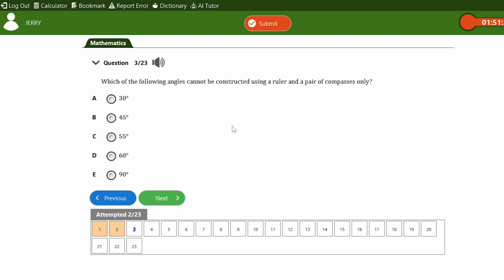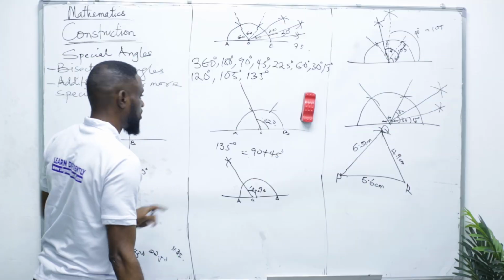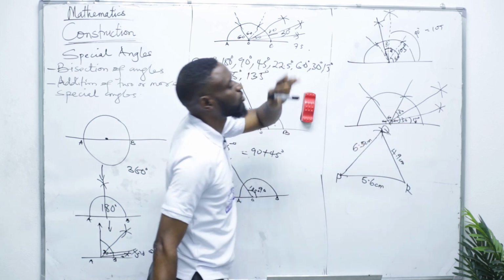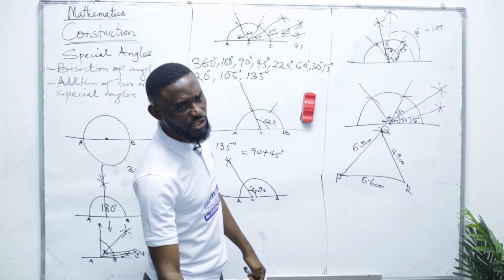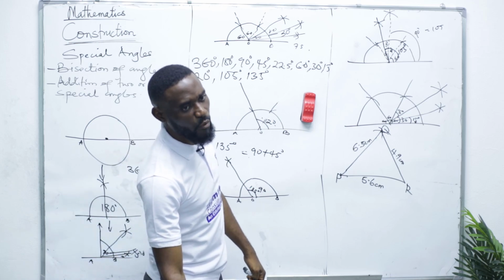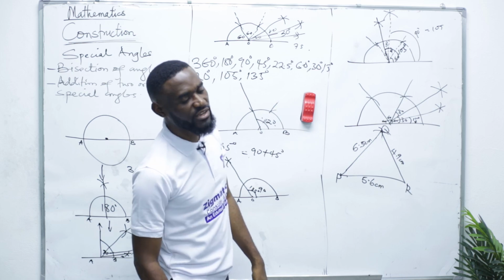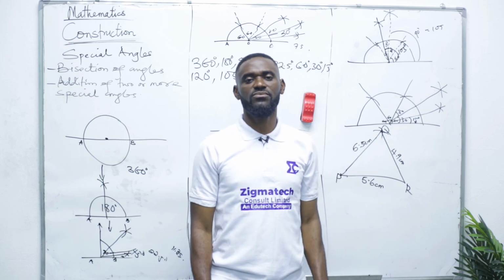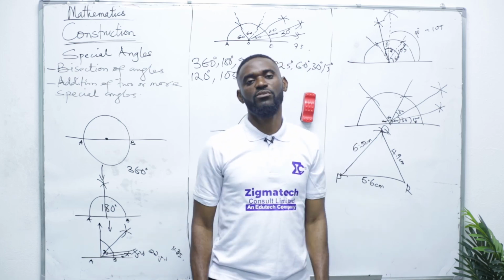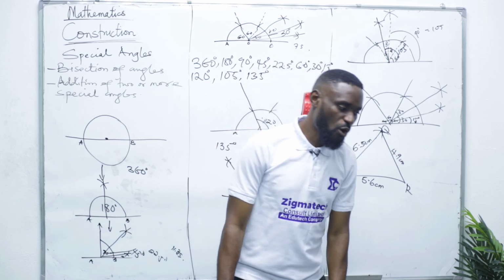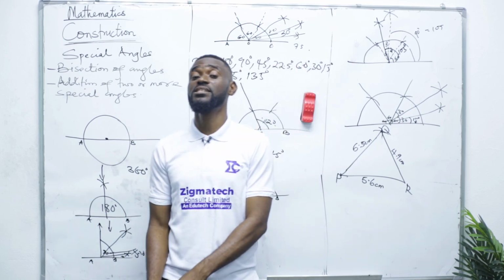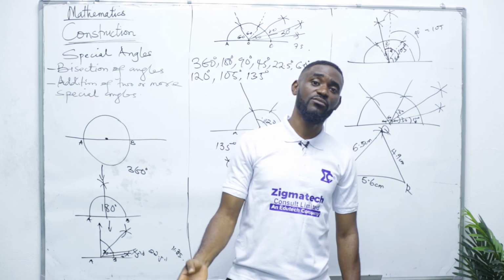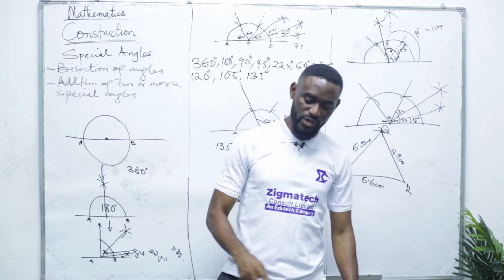We can construct angle 30. I showed you how to do 30, even just now we did 30 here using ruler and compasses. We can construct 45. We can construct 60. We can construct 90, but we can't do 55. There is no angle we can bisect to give us 55. There is no angle to add to give us 55. Is that okay now? If we add 45 and 15, it will even give us 60. So we can't do that.